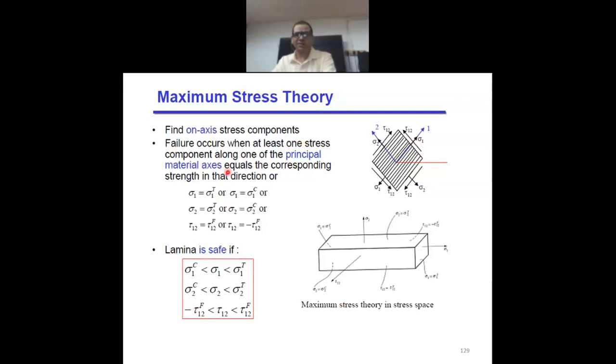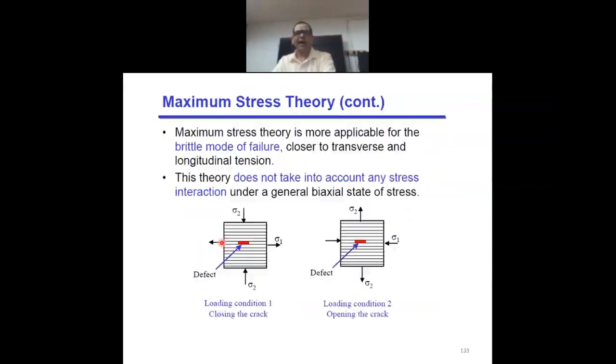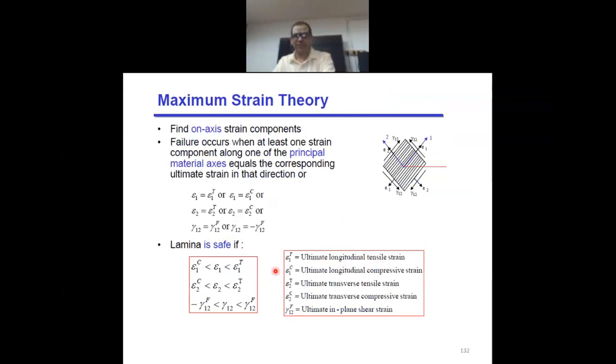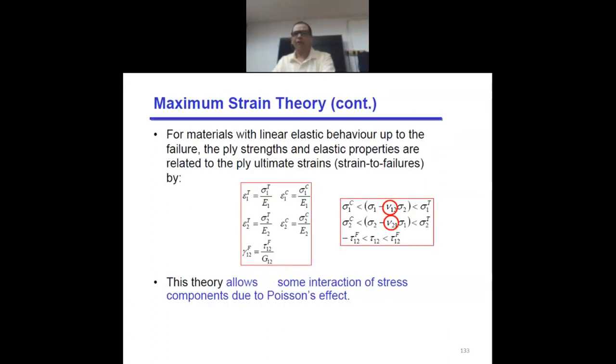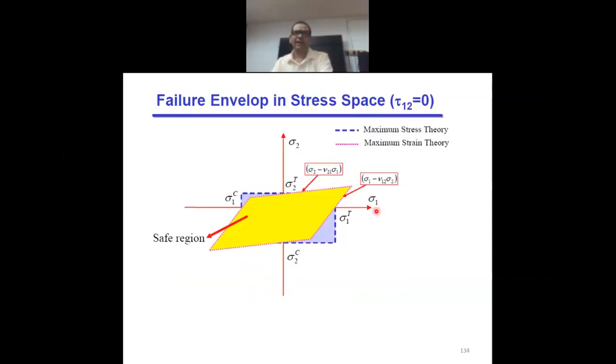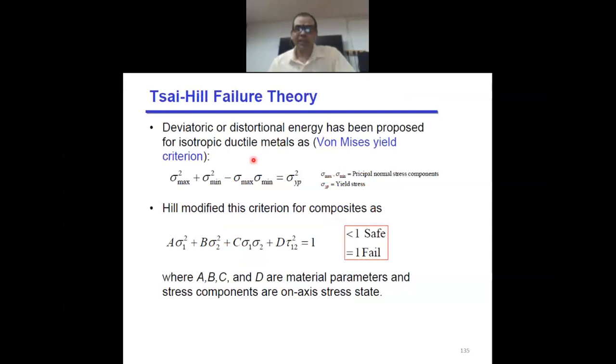So maximum stress theory has its own limitations, right? And maximum strain theory, right? Of course, in maximum strain theory, there is some interaction between the stresses that is not there in the maximum stress theory, right? Then Hill theory, it is similar. I mean, it was developed based on the von Mises theory for isotropic material. So this is how this theory works.